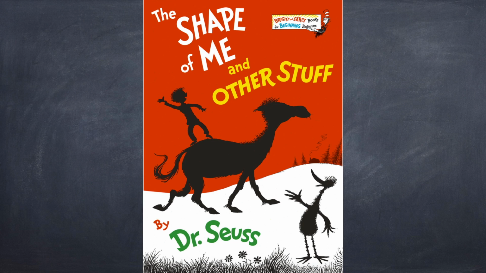Now it's time for another story. The title of today's story is The Shape of Me and Other Stuff. The author of our story is Dr. Seuss.